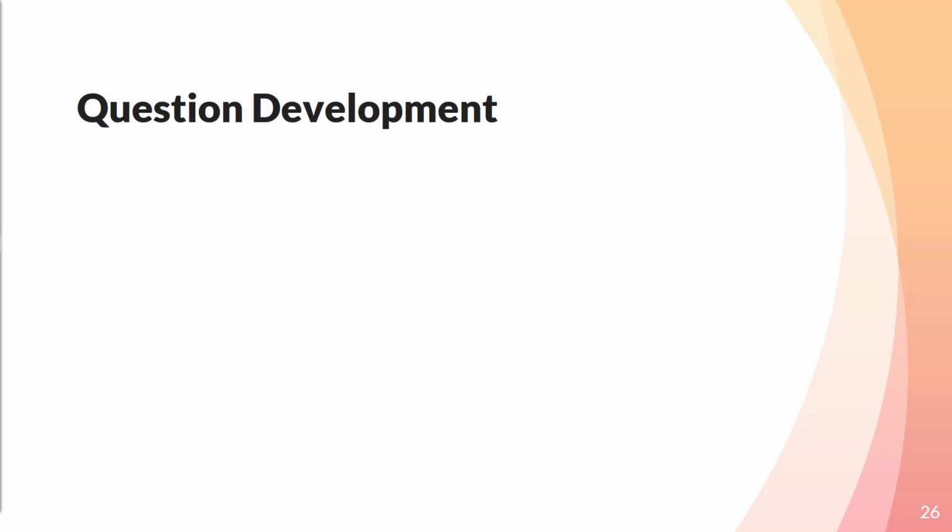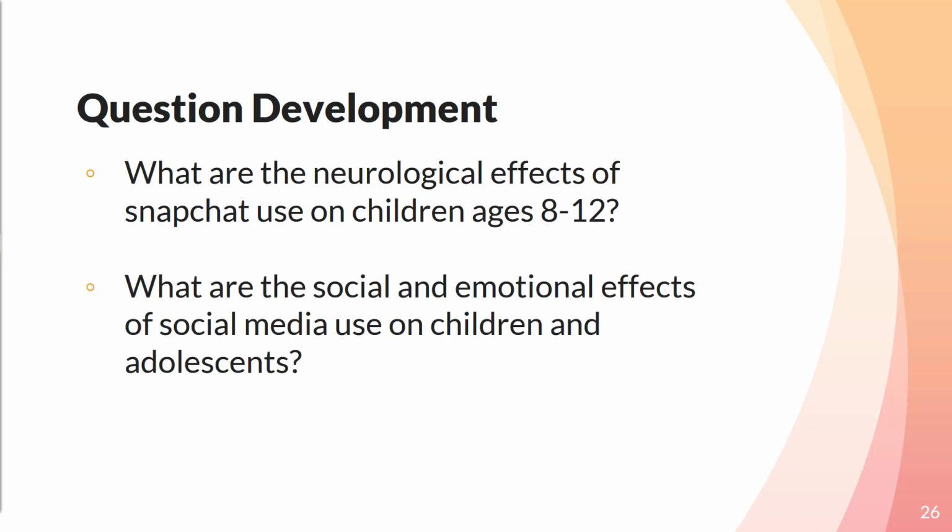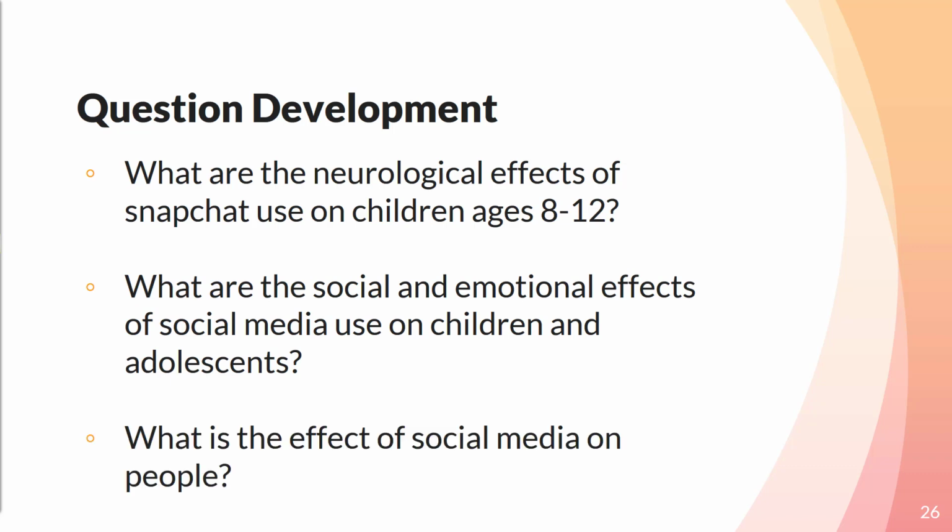Let's take a look at an example of variations on a question to see what they might look like. First, what are the neurological effects of Snapchat use on children ages 8 to 12? Do you think there would be a lot of good information on this question? Second, what are the social and emotional effects of social media use on children and adolescents? What about this one? Would you be able to research it effectively? Finally, what is the effect of social media on people? Is this one that you would expect to find good information on?